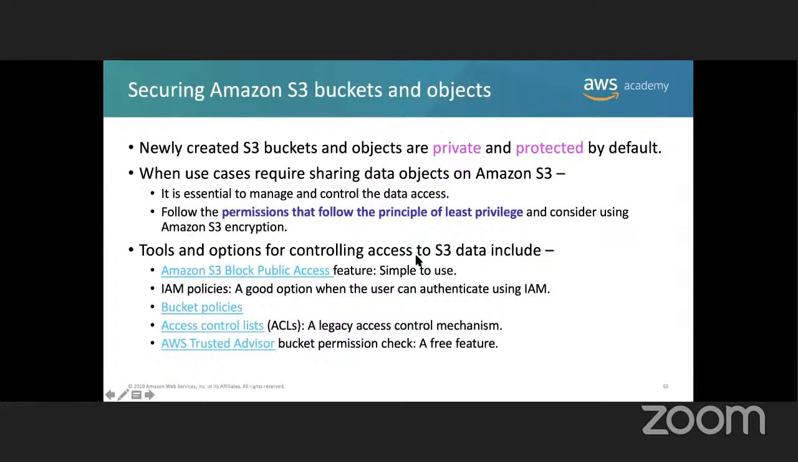So tools and options for controlling access to S3 data include Amazon S3 Block Public Access. It's very simple to use. By default, it blocks all public access, so you have to unblock it if you want to make it public, or just keep it that way to keep it private. You can use IAM policies, a good option when the user can authenticate using IAM. Bucket policies are fine-grained documents written in JSON that will allow or deny access to the bucket. An access control list is just a list that gives access to specific resources. It's a legacy access control mechanism. There are other things in place now that are more sophisticated than ACLs.